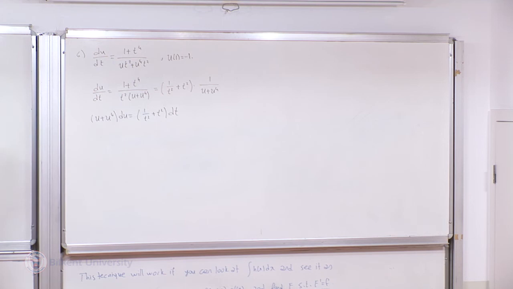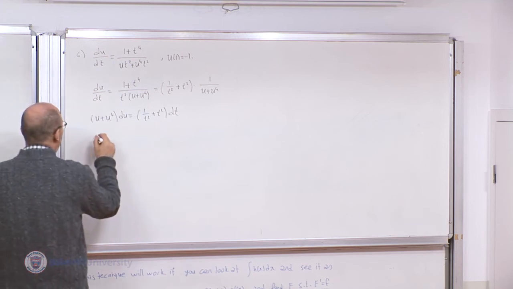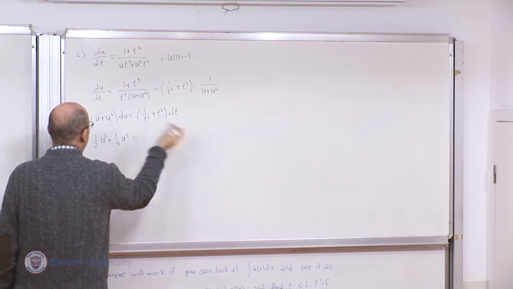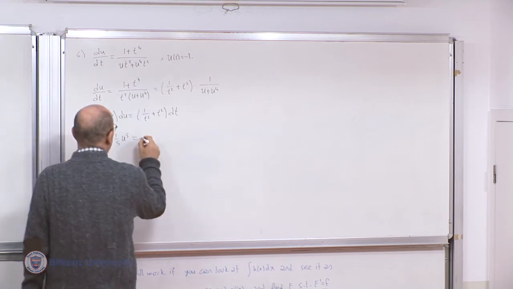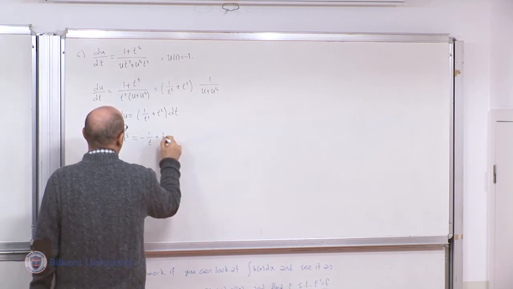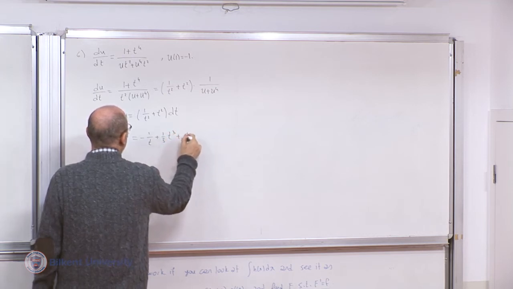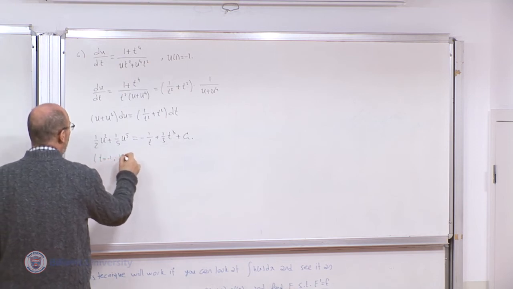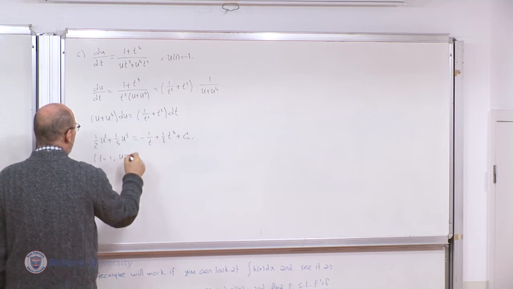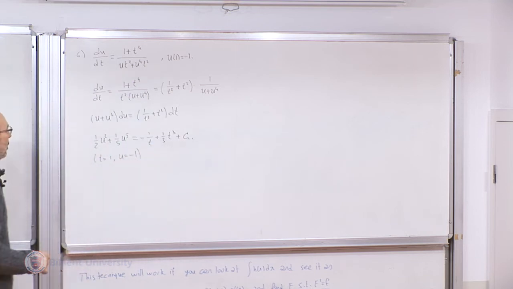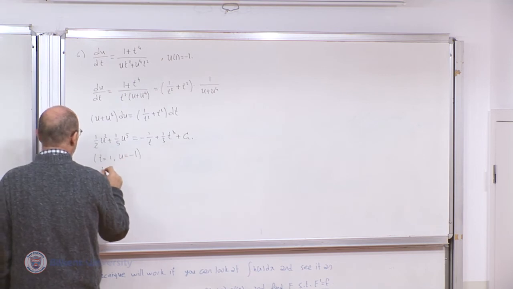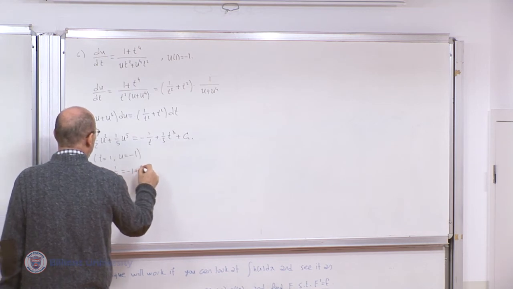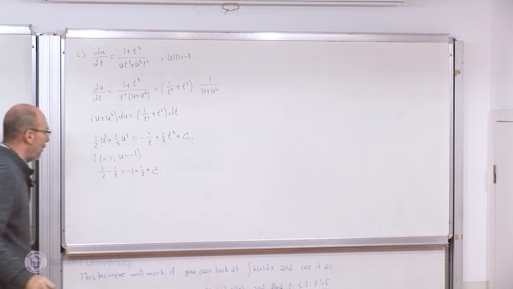Now I integrate both sides. You see, now it's easy. This is 1 over 2 u squared plus 1 over 5 u to the 5. I'll put the additive constant as usual to the other side. This is minus 1 over t plus 1 over 3 t cubed plus c. Now I put t equals 1 and u equals minus 1. Okay, so u is minus 1, so this is 1 over 2 minus 1 over 5 equals minus 1 plus 1 over 3 plus c.